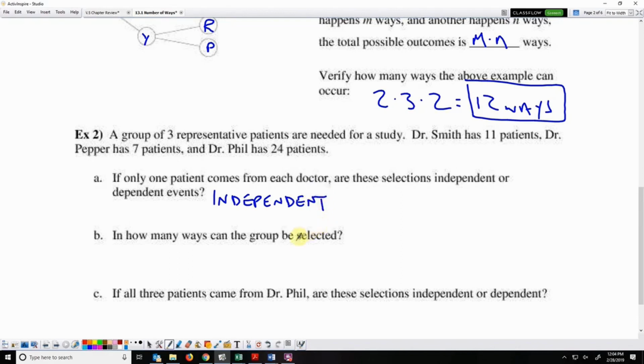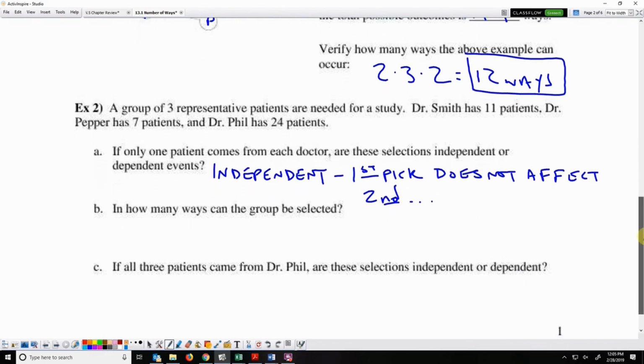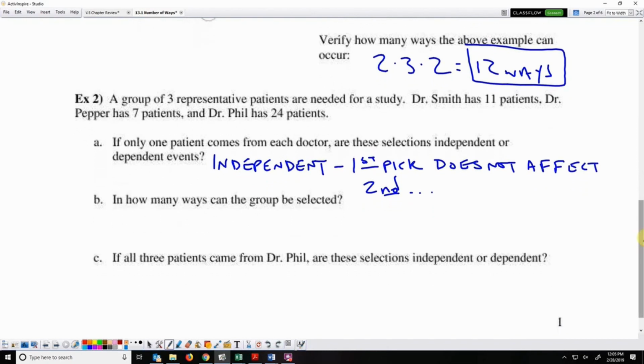And it's because the first pick does not affect the second. If I'm picking one from Dr. Smith, that has no effect on the patient I choose from Dr. Pepper or from Dr. Phil. So the first pick does not affect the second. It also doesn't affect the third. The first doesn't affect the third. The second doesn't affect the third. So in how many ways can these groups be selected?